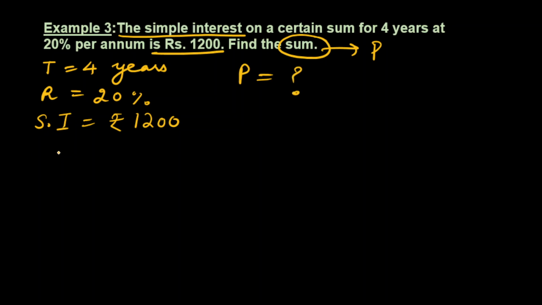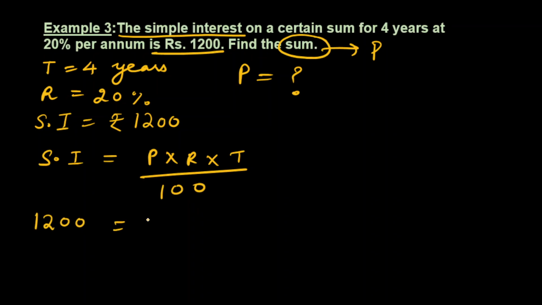Since simple interest is given to us, let's use the formula of simple interest. Simple interest is P into R into T by 100. Simple interest value I am writing 1200. P, let it be P. R is 20%. T is 4 years. Percent we don't have to write, because this percent we are removing, and in the formula it is like this only. From R, when we are removing percent, from there only this 100 is coming. So 1 0 will get cancelled with this. So 2 into 1, 2 into 5.